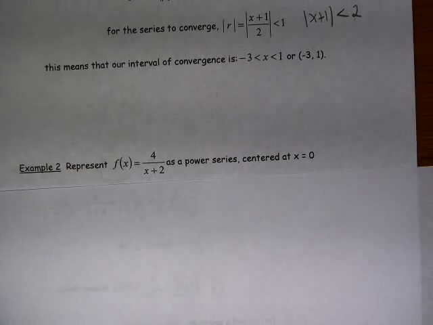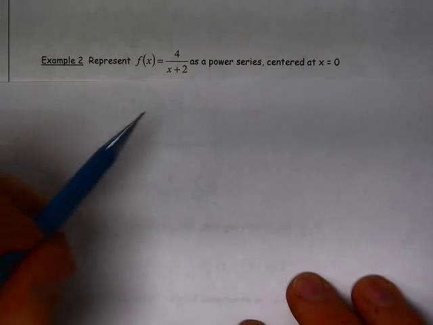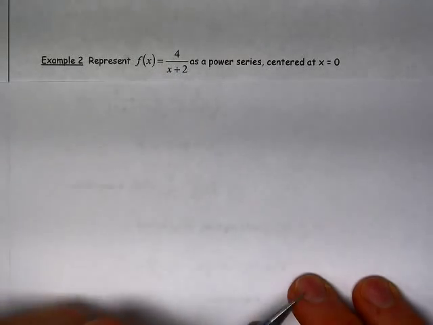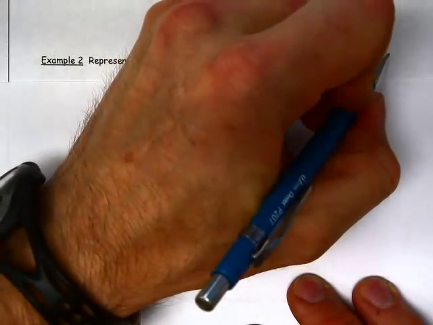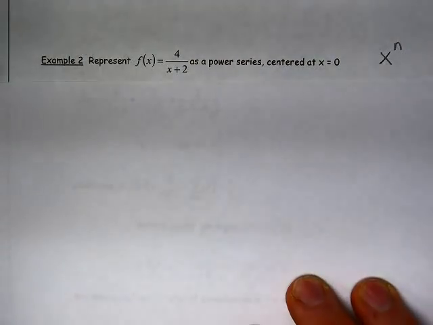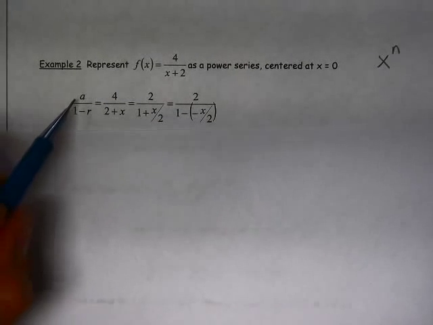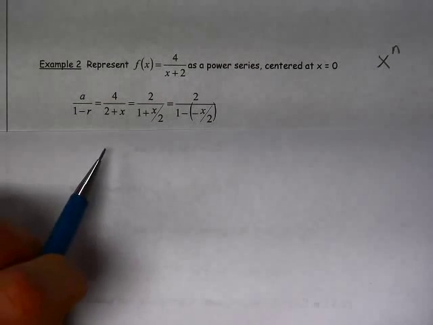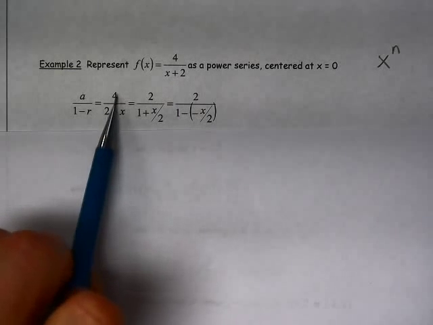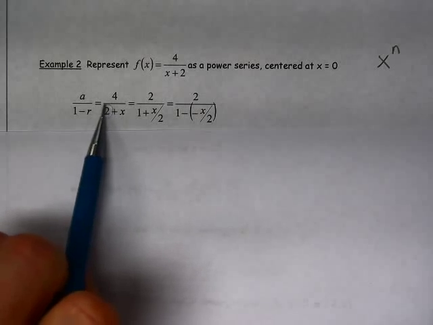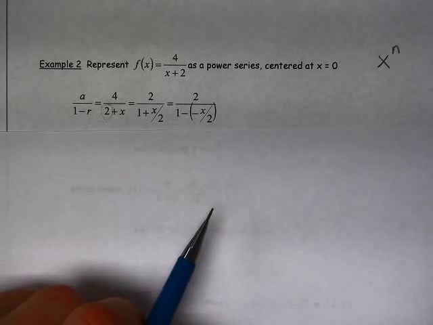All right, let's take a look at another example. So here I want f of x equals 4 over x plus 2. I want to represent that as a power series centered at 0. So here I just need powers of x. All right, so I want to make it look like a over 1 minus r. So I can first just rearrange this so it's 4 over 2 plus x. And I know I need a 1 here. So I divide everything by 2. Divide the numerator and denominator by 2.